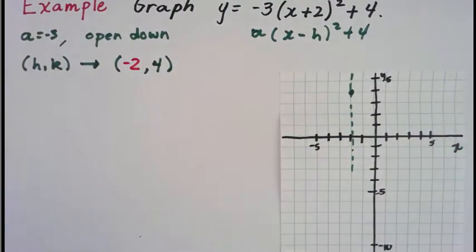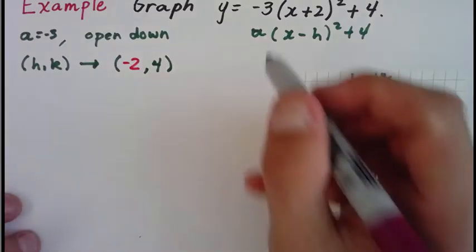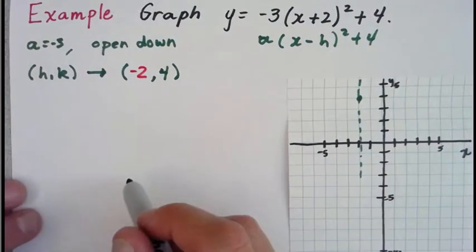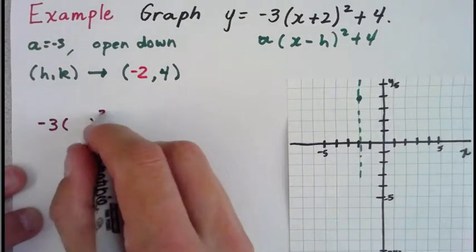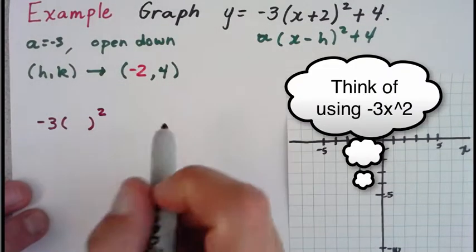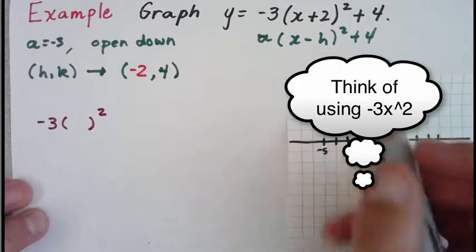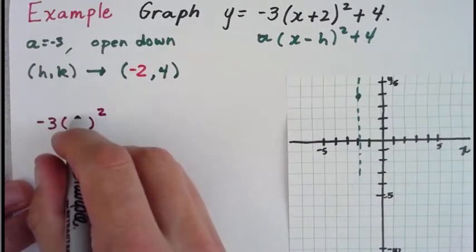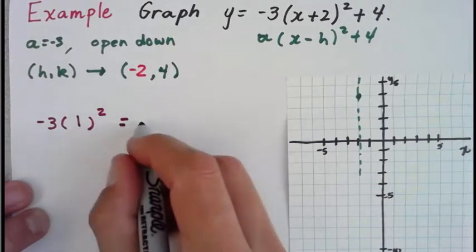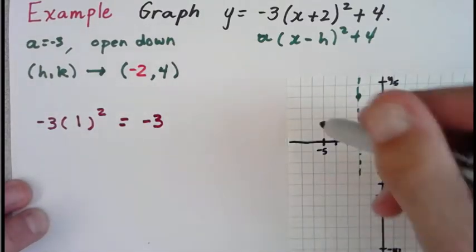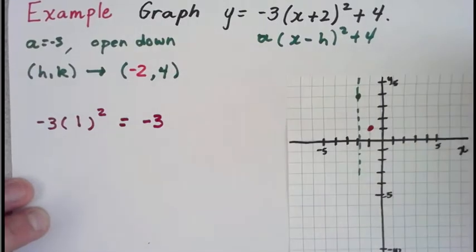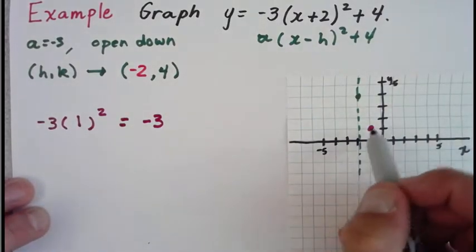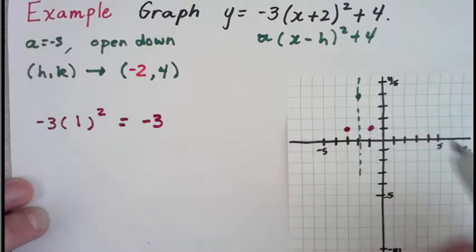So we look at finding two other points, and I'm going to look at this value of a, just like I did in the standard form video. I'm going to think of -3 times some number squared. Now what happens if I go 1 to the right of that? Well, I plug in 1, and notice I get -3. So that means if I go 1 to the right, I go 1, 2, 3 down. Then I get the same thing on the other side right here.